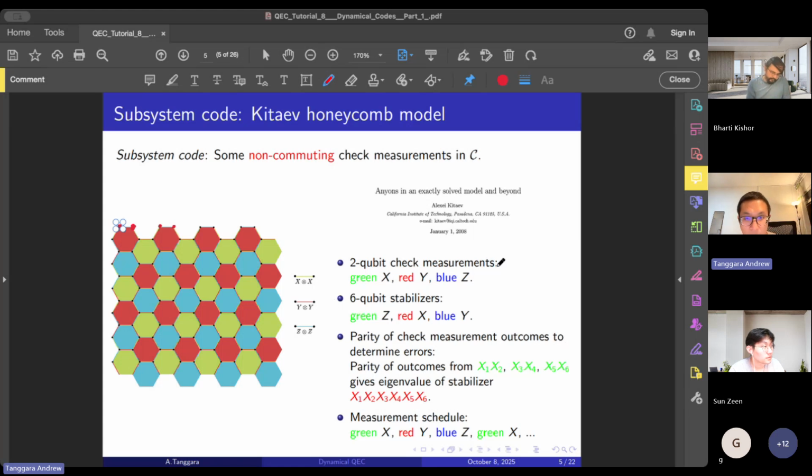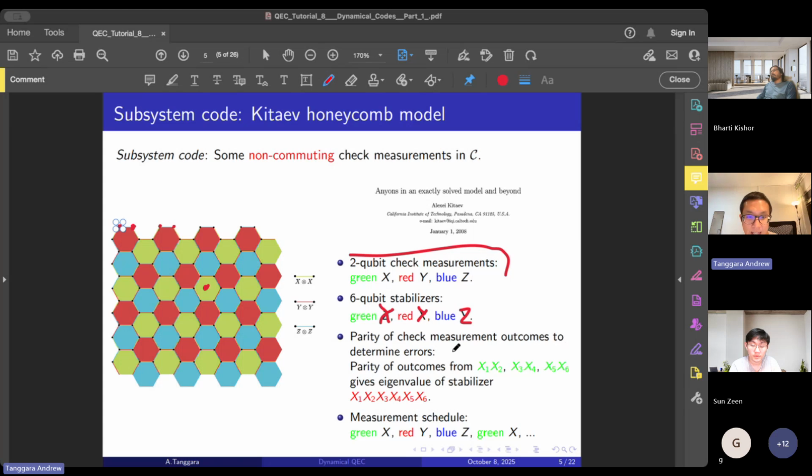My stabilizers are basically these. So I have these green Z 6-qubit stabilizers. Oh, sorry, I think it should be X actually. So it's X, Y, and Z. Sorry about that. And then you can check that all the check measurements anti-commute with some other check measurements, but they commute with all these stabilizers.